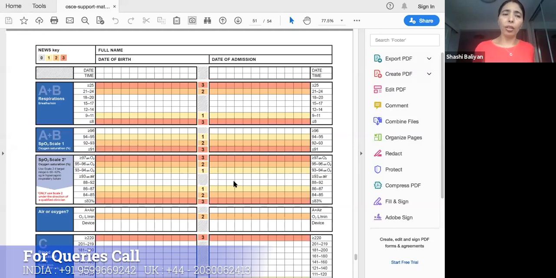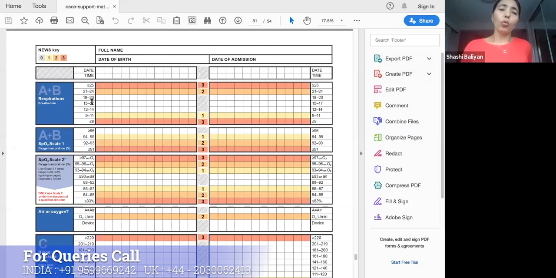In the NEWS chart, you are going to write the patient's full name, date of birth, date of admission. Then the date and time when you are doing the observation. This is the chart which you are going to get if you have to do a NEWS scoring.